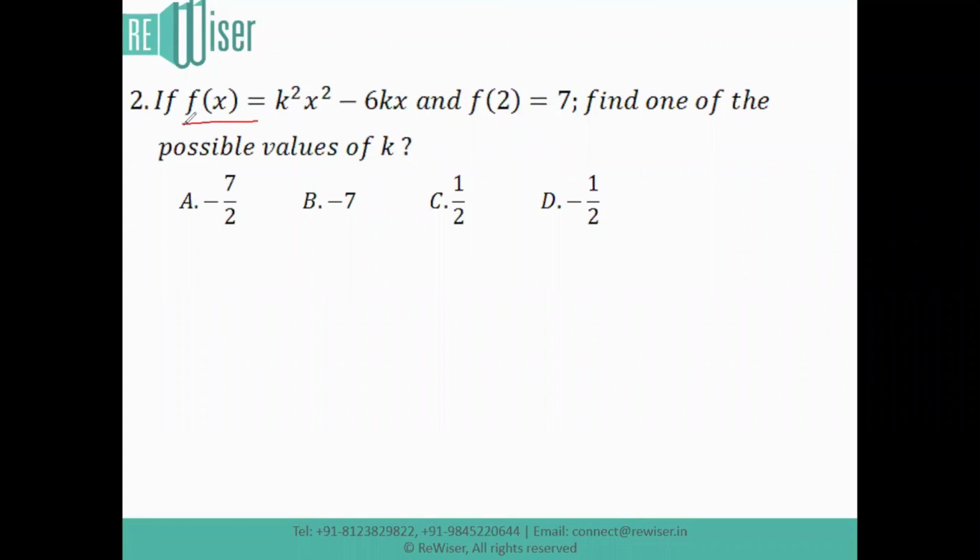Okay, in this sum, they have given the function and they have also given some point. When x is 2, your f of 2 is 7. So in that case, I can use that point to get the value of k.